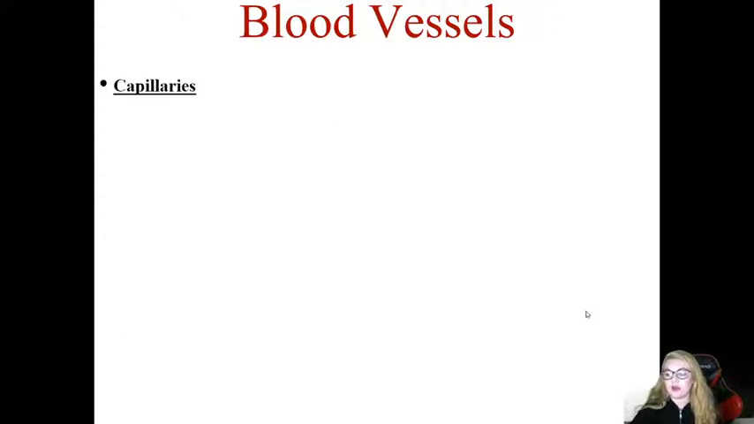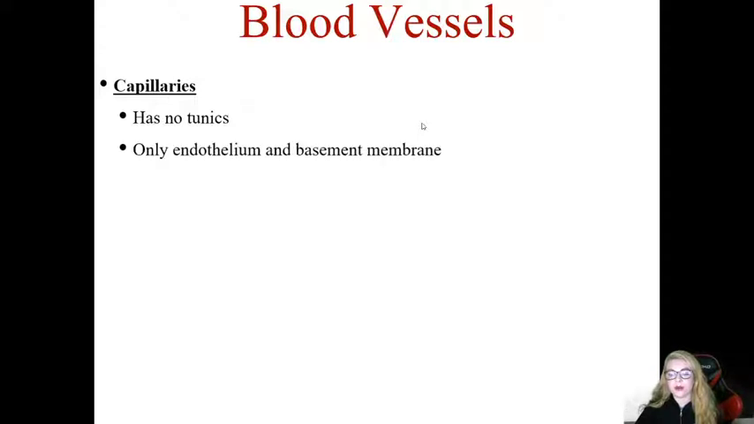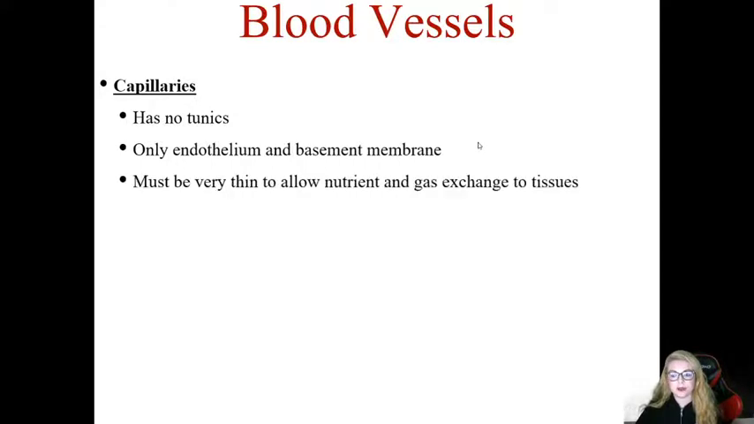Moving on, we also have what's called capillaries. You've probably heard of these before. The capillaries have no tunics, so these differ from the arteries and the veins, which have the three. They are only made up of endothelium and a basement membrane, and they have to be extremely thin to allow for gas exchange to tissues.